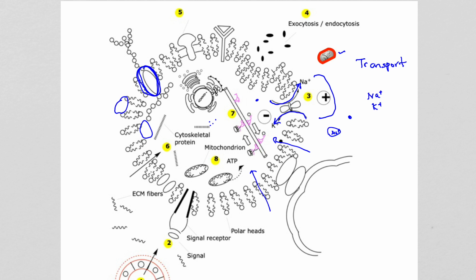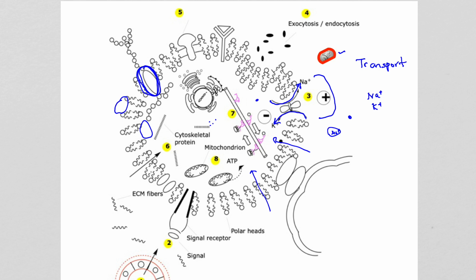So these sodium-potassium pumps are very critical. They're also very critical for maintaining the resting membrane potential for excitable cells such as neurons and muscles. And this plays a very important role in the specialized functions of neurons and muscles.